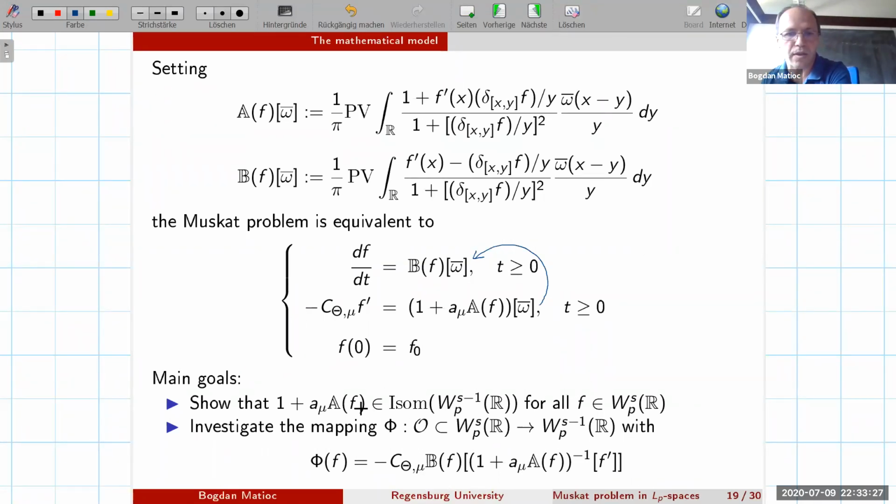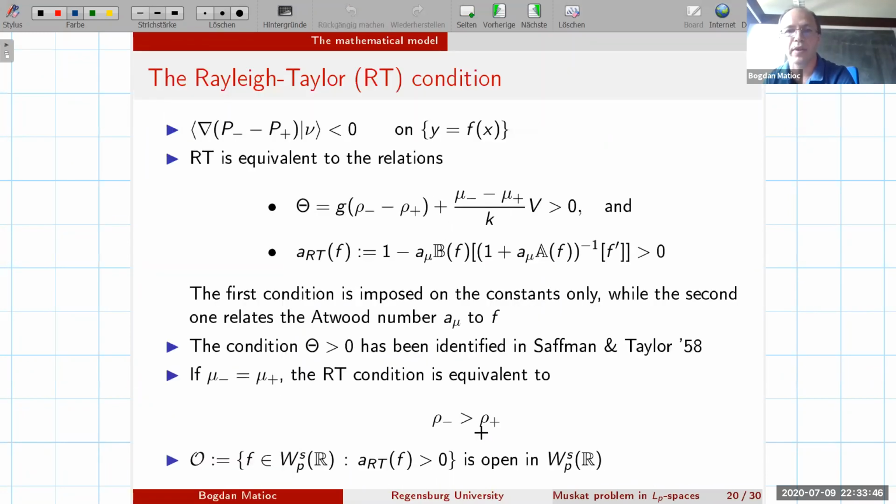This property holds for all f in W^s_p. So this operator can be defined actually on the whole W^s_p, but the property that its Fréchet derivative is a generator holds for a certain open subset of W^s_p. And I will introduce this open subset in this slide.